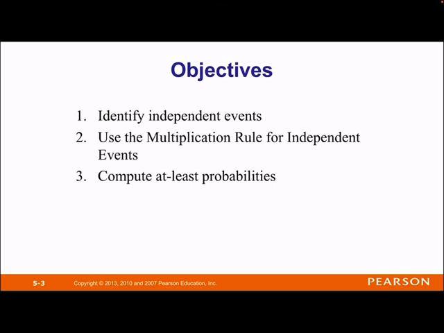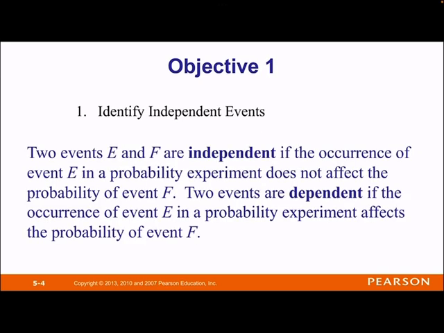So the 3 objectives altogether are going to be to identify independent events, to use the multiplication rule for independent events, and to compute at least probabilities. So again, this video is going to concentrate on objective 1 only, and that's to identify independent events.